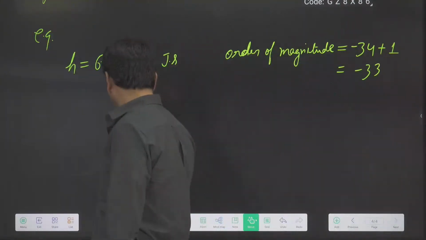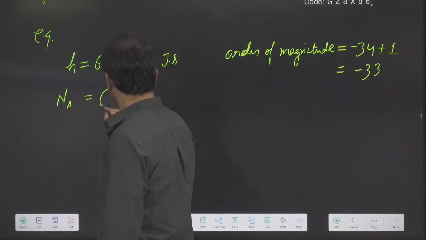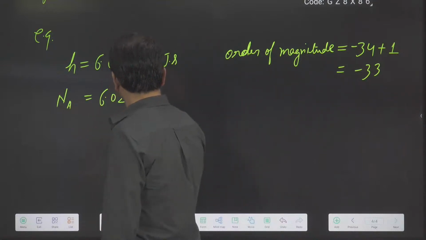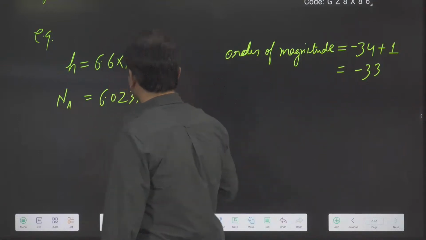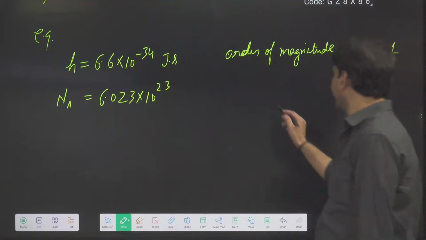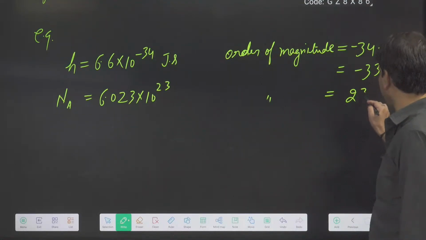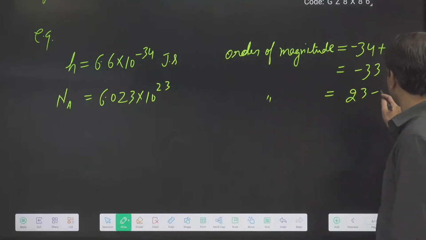Like the Avogadro number, I am saying. What is the order of magnitude? 10 to the power 23. So the order of magnitude will be what? Here 23 is the power and the A value is more than 5, then it will be plus 1.